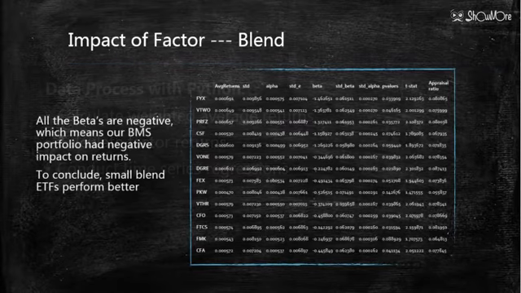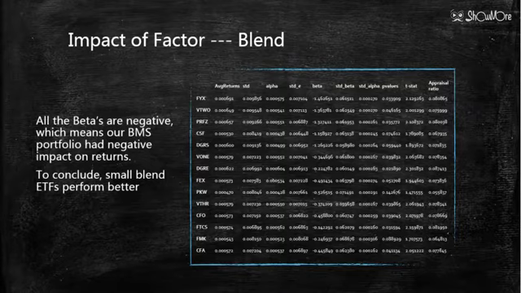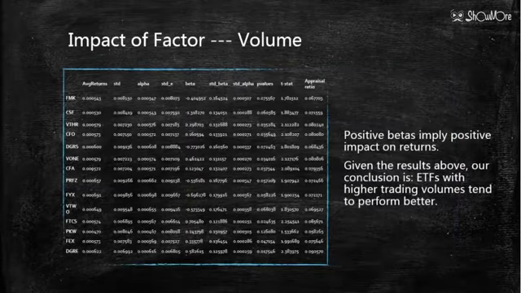Here are our results. All the betas we got are negative, which means our BMS portfolio had a negative impact on returns. One possible explanation is that composite stocks of small blend ETFs usually have higher risk premium, and thus result in higher returns. We repeated those steps for the trading volume factor. Positive betas imply a positive impact on returns. ETFs with higher trading volumes, that is with higher liquidity, tend to perform better.